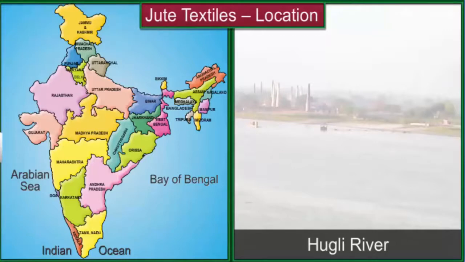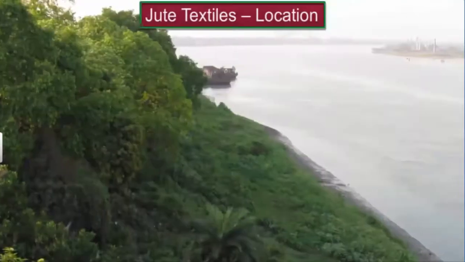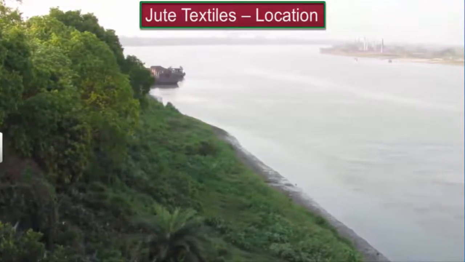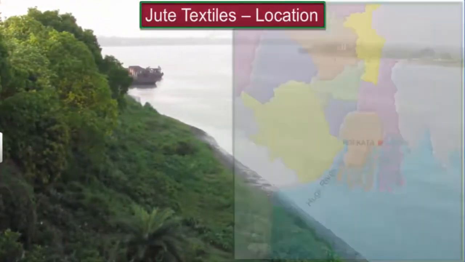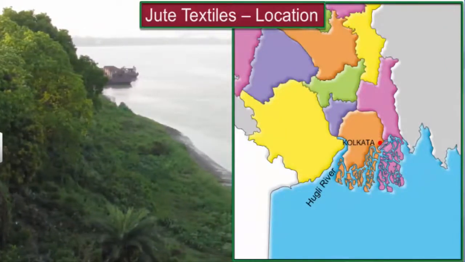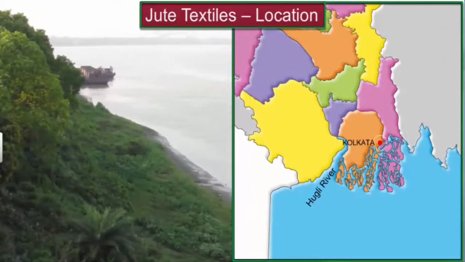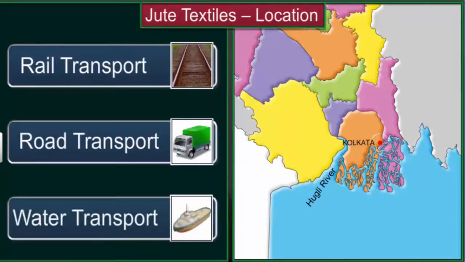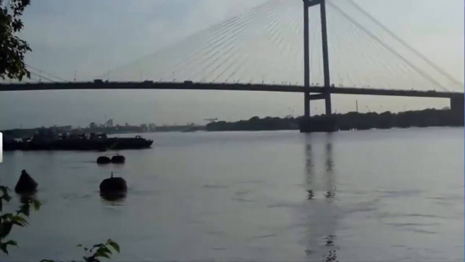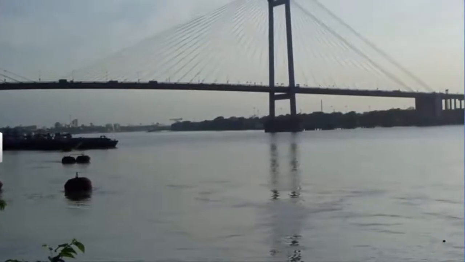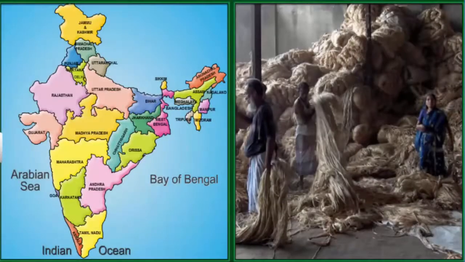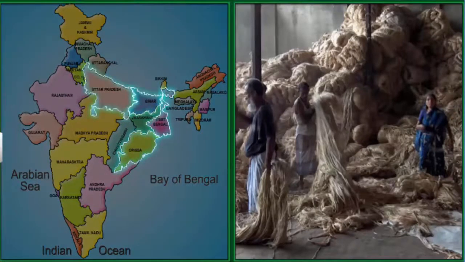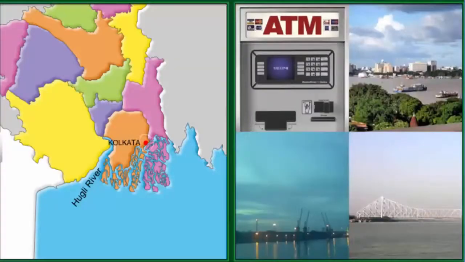Now, let us look at some factors that make the banks of the Hooghly an ideal place for jute mills. These reasons are closeness to the jute producing areas in West Bengal, a good network of rail, road and water transport, abundant water supply that is required to process raw jute, cheap labor from West Bengal, Bihar, Orissa and Uttar Pradesh, and proximity to Kolkata that provides banking, insurance and port facilities.